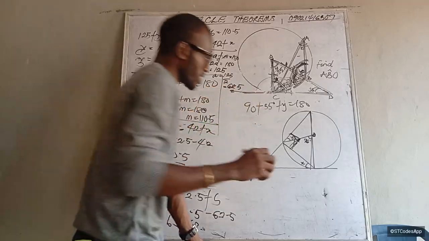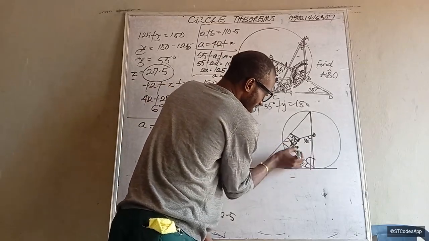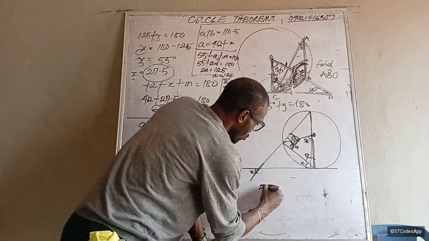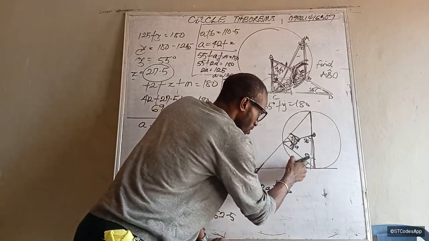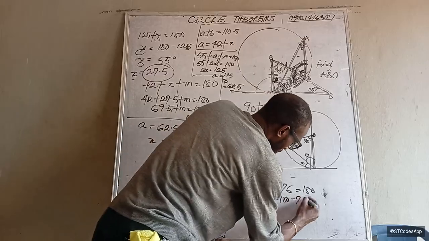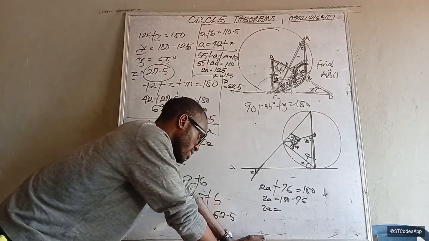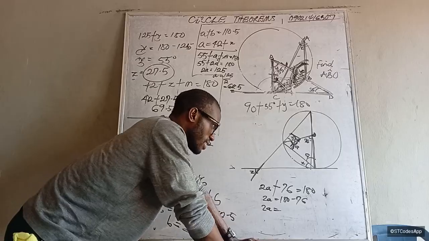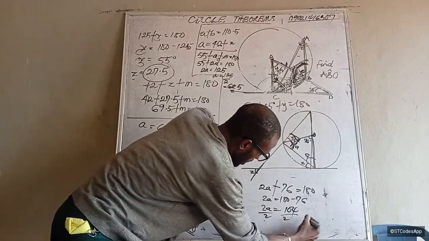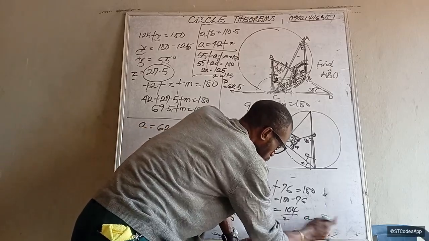Let's call this place A. If this place is A, this place will also be A. Why? Because it's the same radius. Is it clear? So 2A plus 76, this plus this plus this is equal to the angle in a triangle. So 2A is equal to 180 minus 76. 180 minus 76 is 104. So over 2, A becomes, use your calculator, okay? A becomes 52.